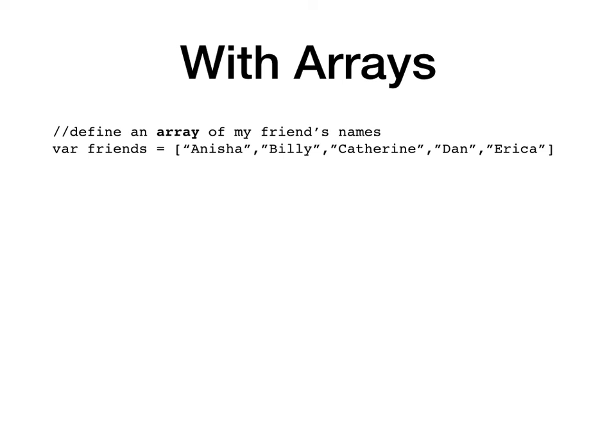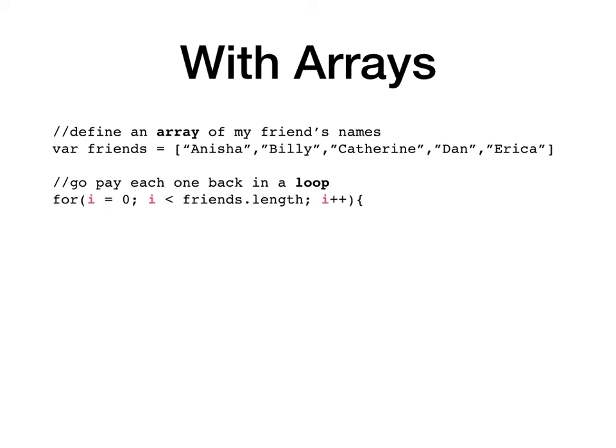Great. All this related information now fits under the one header, friends. That's quite useful, because now we can reuse references to this single variable, but access different information each time. So now I'll just go and pay back each one of them in a loop. Let's do a for loop.